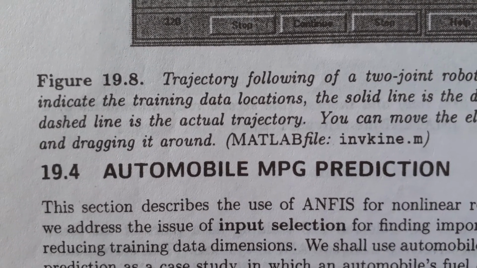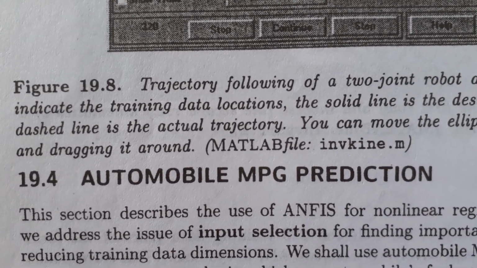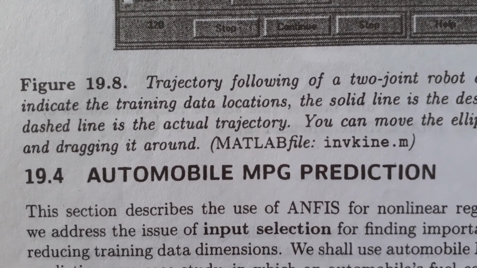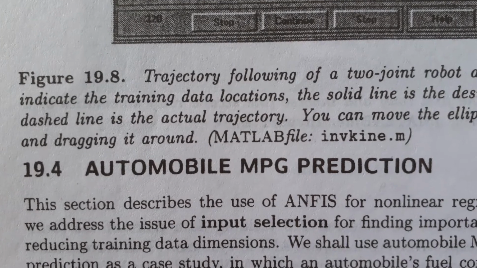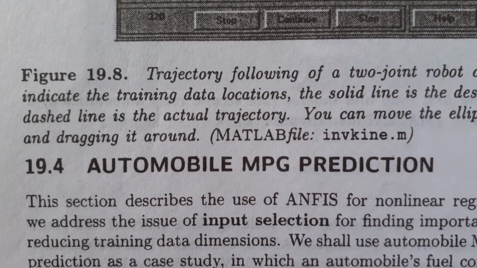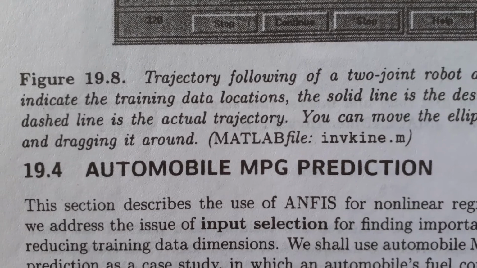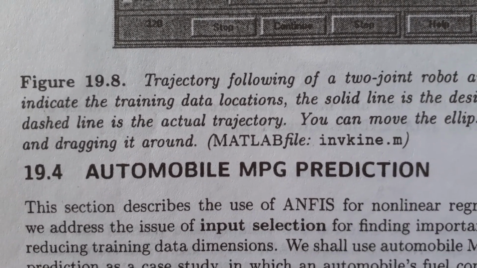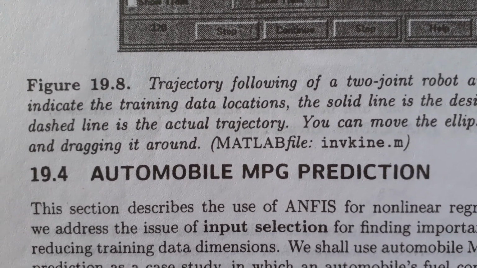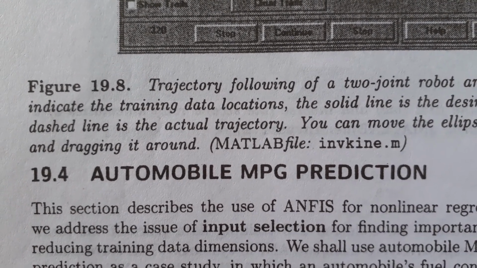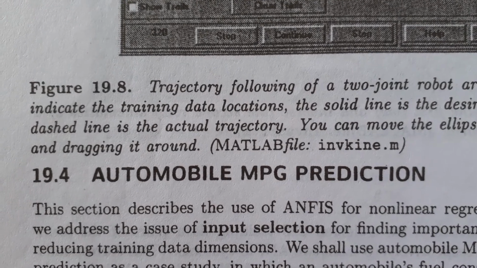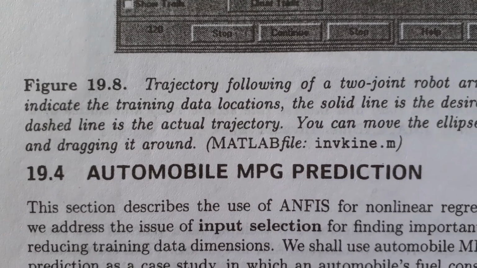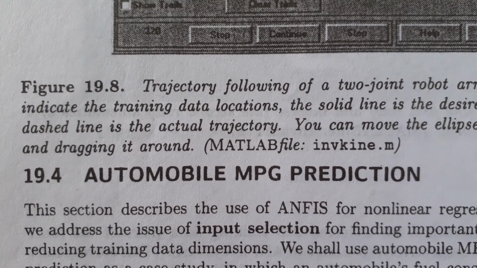Automobile MPG. MPG stands for miles per gallon. Automobile MPG prediction is used as a case study. An automobile's fuel consumption in terms of MPG is predicted by ANFIS based on several given characteristics such as number of cylinders, weight, model years, and so on.